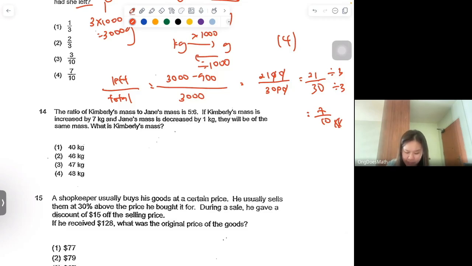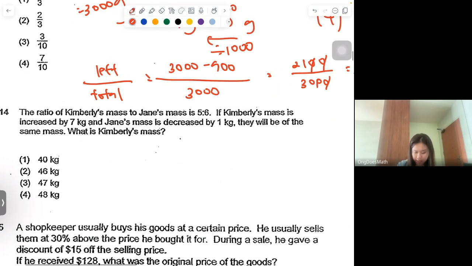The ratio of Kimberly's mass to Jane's mass is 5:6. If Kimberly's mass is increased by 7 kg and Jane's mass is decreased by 1 kg, they will be of the same mass. What is Kimberly's mass? So you have Kimberly, you have Jane. Started off with 5 units to 6 units.